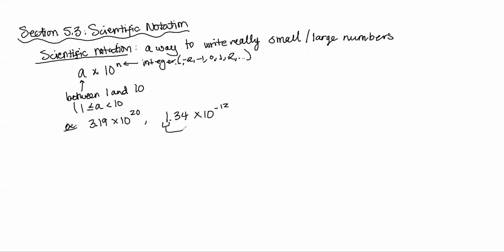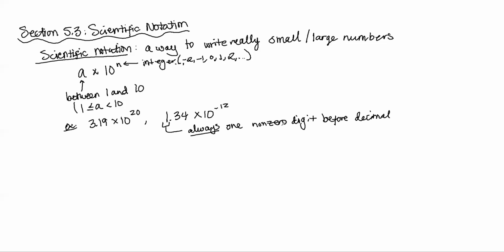And one thing I just want to write here that we talked about, there is always one non-zero digit before the decimal. So it has to be 1.5, 2 point something, 3 point something, 4 point something, up to 9 point something, but we can't have a 10 here and we can't have a 0. Has to be a single non-zero digit.